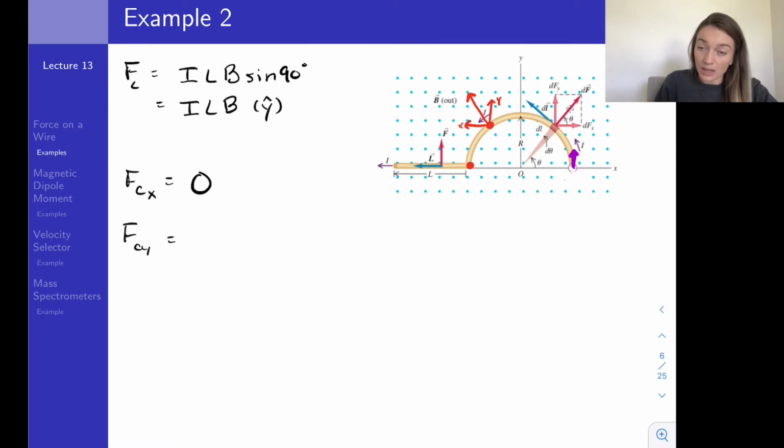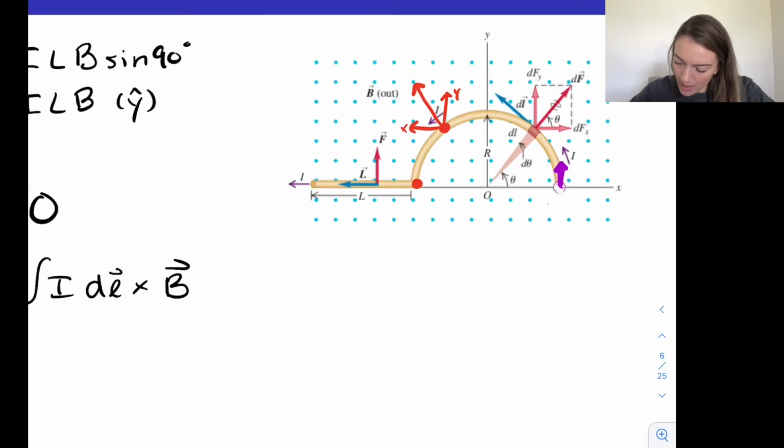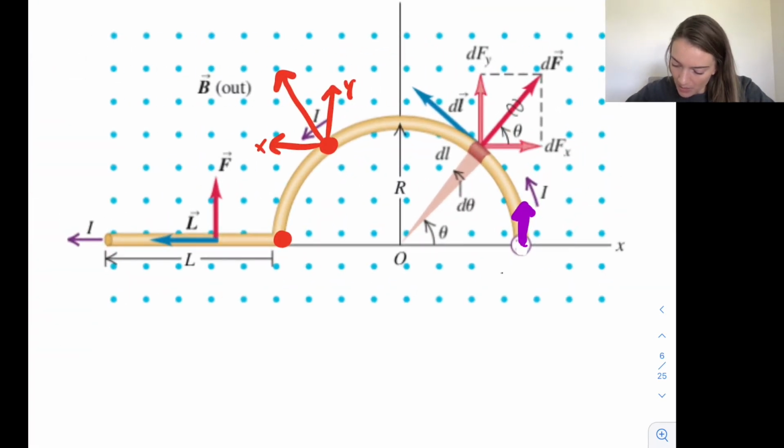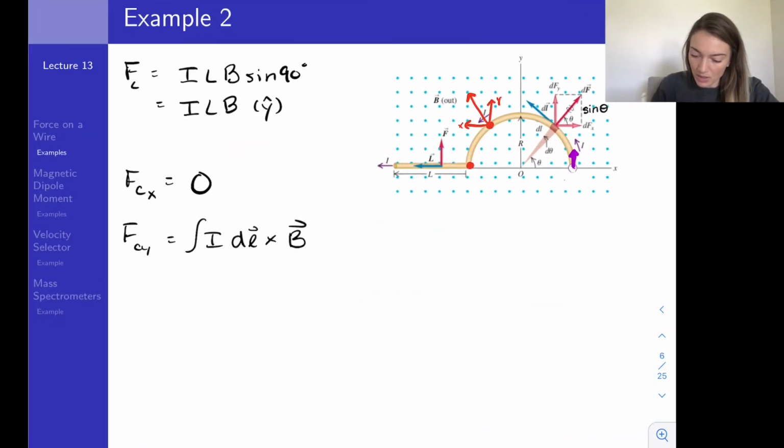So we're going to have to integrate. We had I dl cross B. And then we're going to have to integrate over our semicircle to find the total force. Now, since we want to just find the y component, we see that that will be the opposite side from this angle here, so that will correspond to sine theta. And we can just integrate over this whole semicircle with respect to theta.